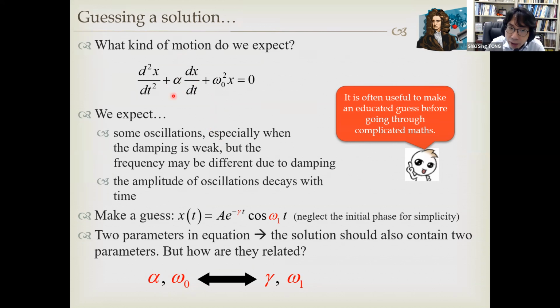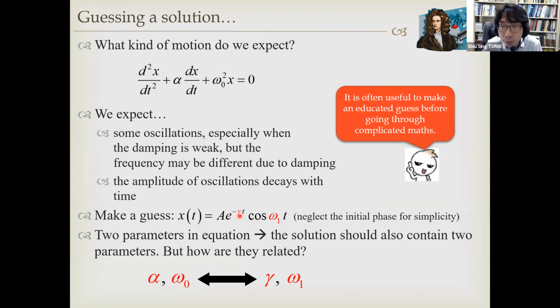So at least for some oscillations, especially when the damping is weak, we expect that the oscillation has a decaying amplitude. The amplitude goes down, and the frequency may be affected by the damping. So there may be a change in frequency as well. Okay, so we have these two expectations, and let's see how we can solve it. Why not make a guess? The guess is that the solution is given by an exponential function, e to the minus gamma t, multiplied by an oscillatory function, cosine omega 1 t.